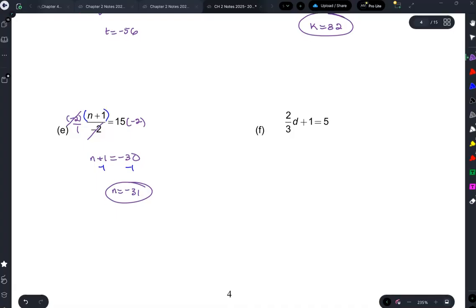Okay. Here, it's 2/3 times d plus 1 separate. So this one we are going to subtract 1 first. So I'm going to get 2/3 d equals 4. Okay? 2/3 d equals 4. So now, Benny, what am I going to multiply by? 3 over 2. This is like what we were doing yesterday.